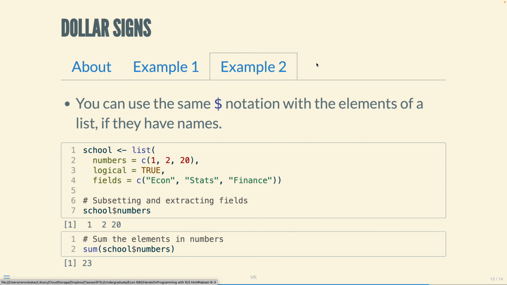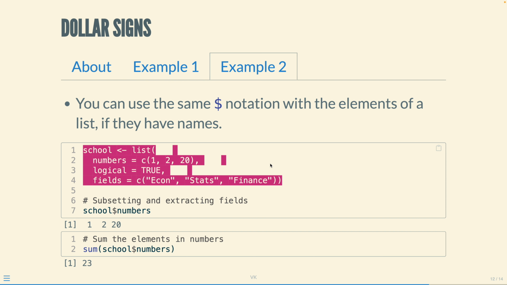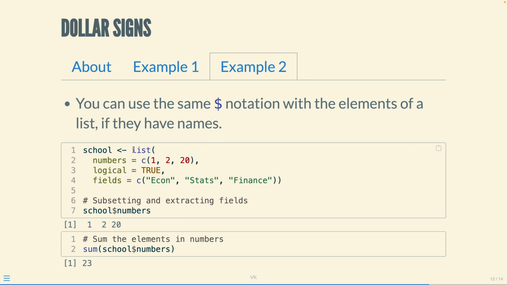Okay, now we talked about lists in the previous video, but you can use the same $ notation with the elements of a list if they have names. Let's say we designed a list called school, using the list function here, and it has 3 different elements.